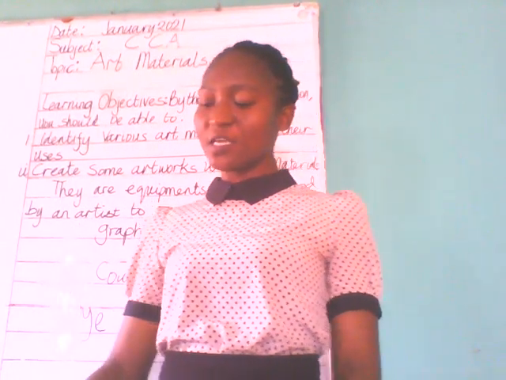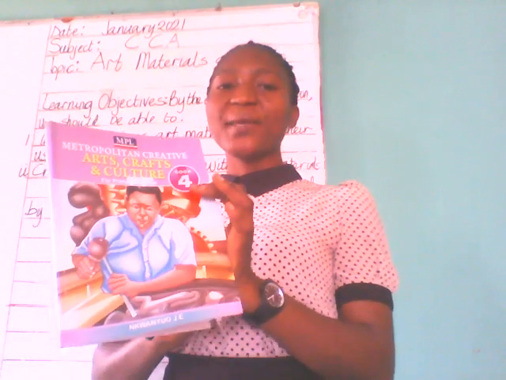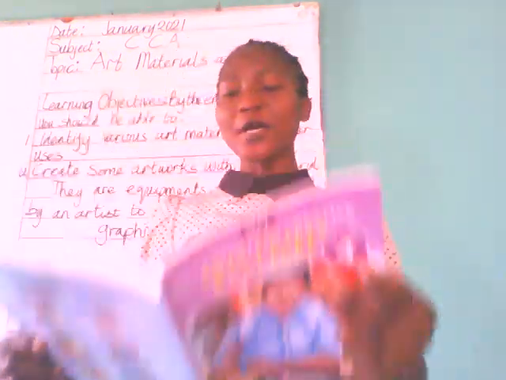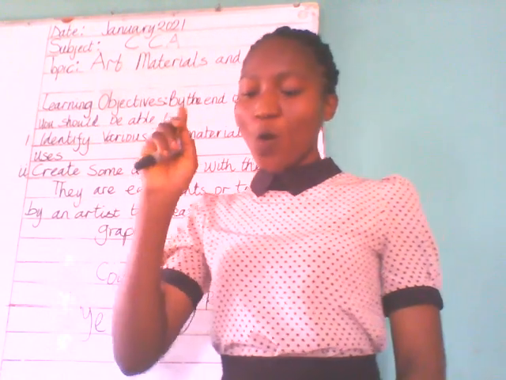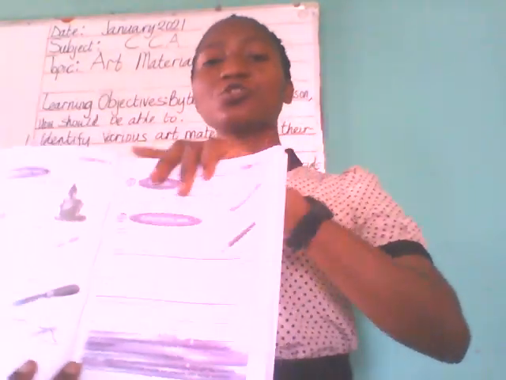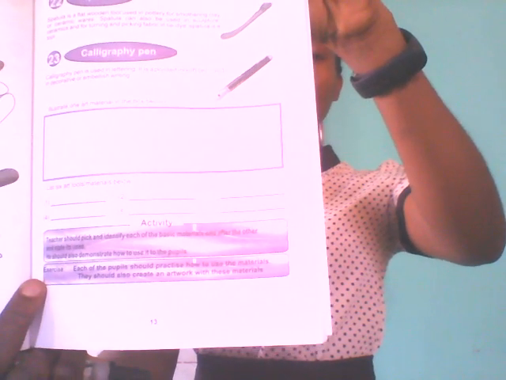Now I'm going to give you a class work to do for me. You are going to use your textbook to do that as a class work. Go to page 13 of your Metropolitan Creative Arts, Craft and Culture textbook, book 4. Remember, we are going to answer the questions there from page 13. Number 1 there says, illustrate one art material in the box. In the box there, you have to illustrate one art material you know.